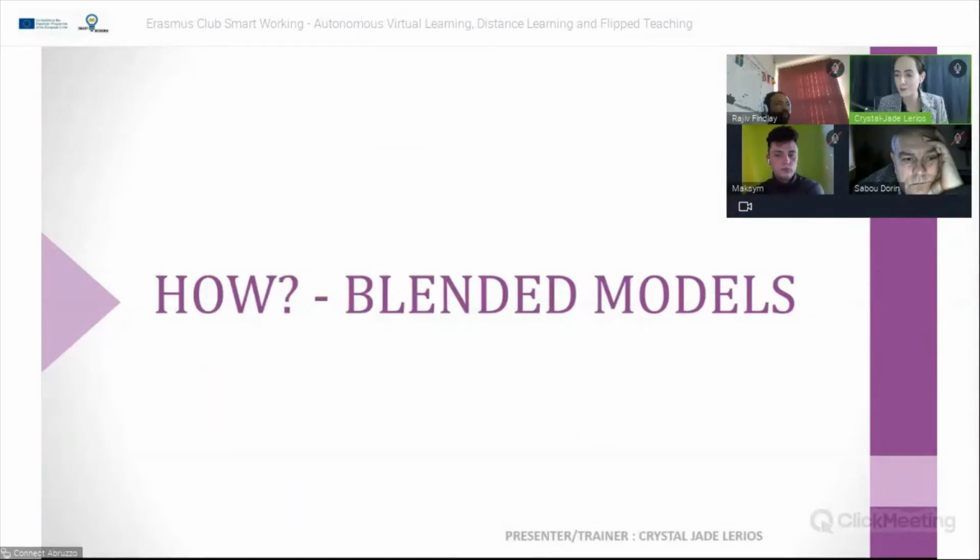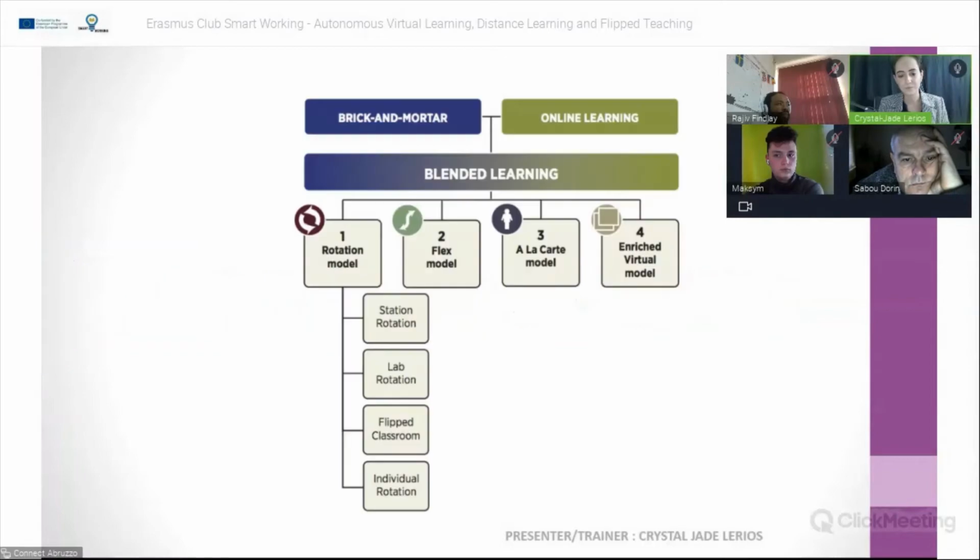Okay, so how on earth do we do all of these lovely things that I'm promising? Next slide. We do it via the blended learning models. There are 4 main ones, with the first one breaking up into 4 sub-models. So we've got the rotation model, the flex model, the a la carte model, and the enriched virtual. The ones that we're going to focus on a bit more are, in general, the rotation models, and within that, flipped classroom and station rotation.